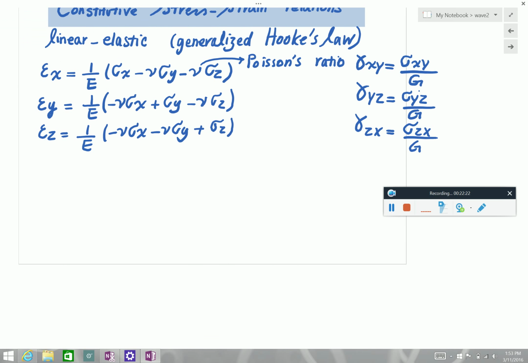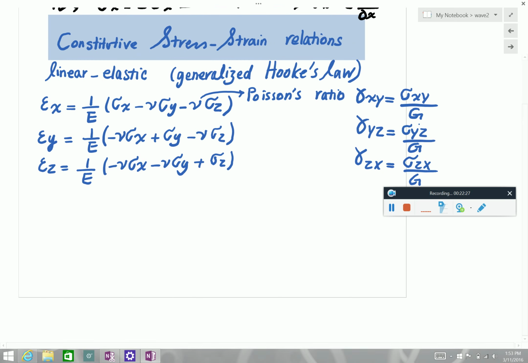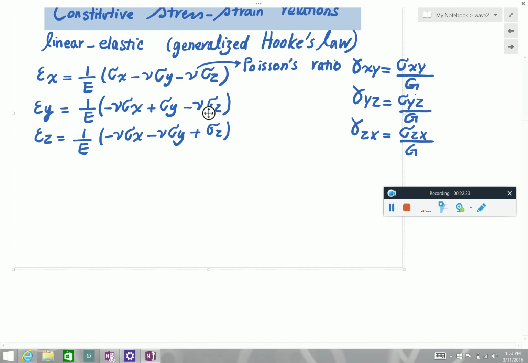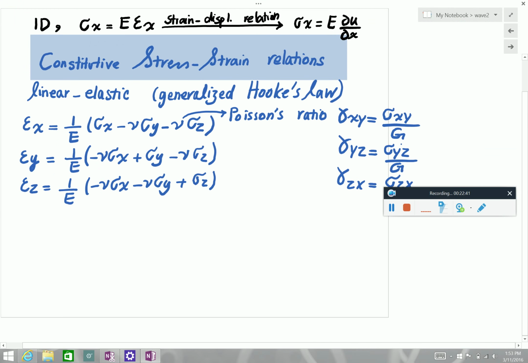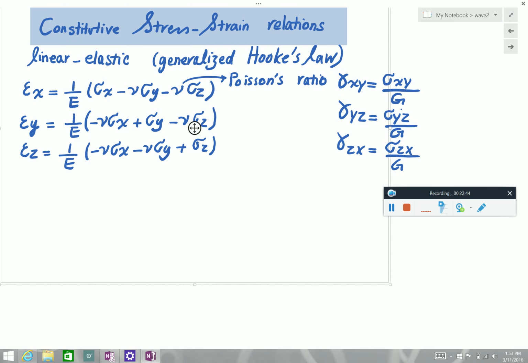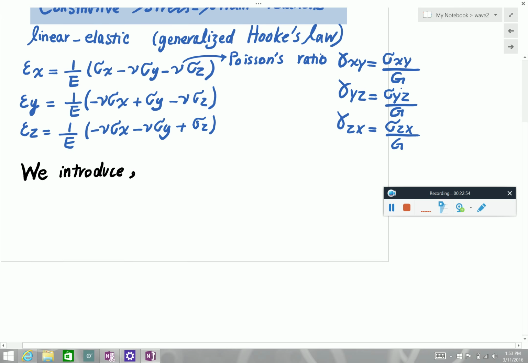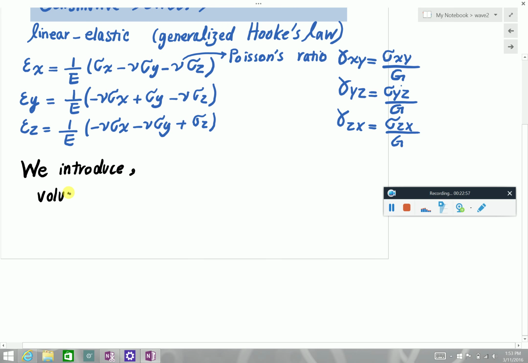Okay, so now that we have the stress strain and the strain displacement relation, we are almost ready to go. However, we still need to introduce some parameters which come very handy here. So we introduce some parameters you already know. One is volumetric strain.